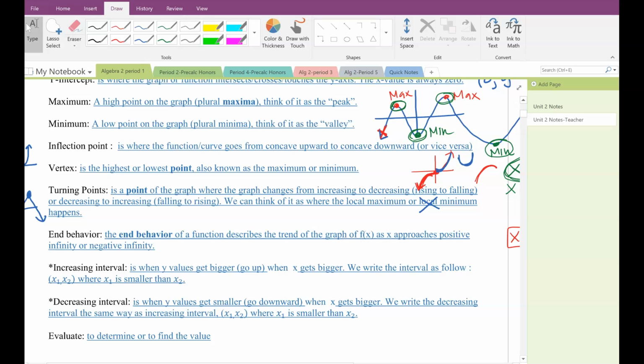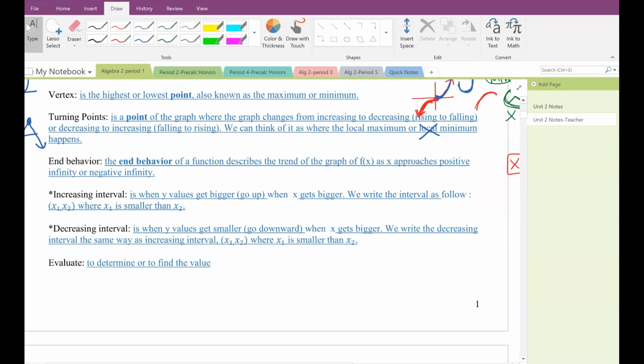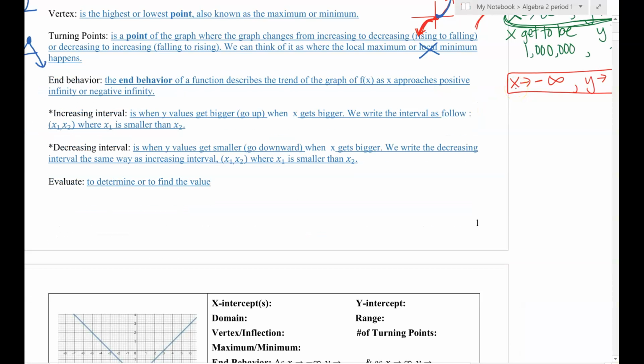So think of end behavior as what's happening to y when x approaches a really large positive number or a really large negative number. Now, an increasing interval is when y values get bigger, or go up, as x gets bigger. We write the interval as x1, x2, where x1 is smaller than x2. Decreasing is similar, so let me sketch another graph down here.